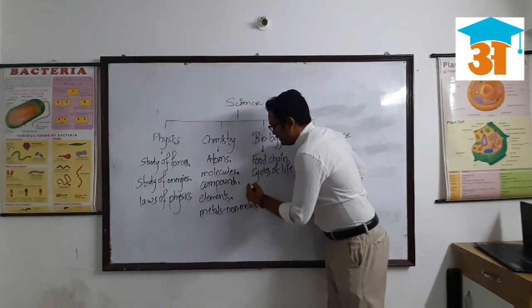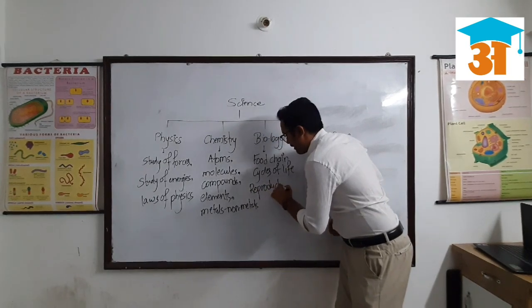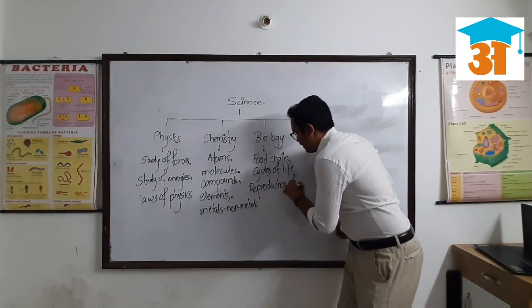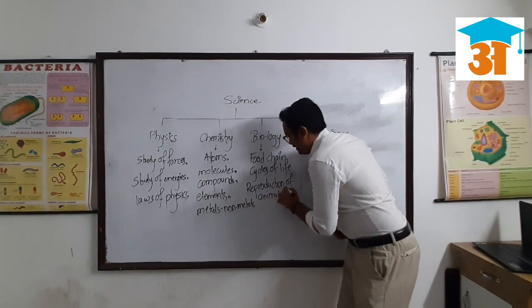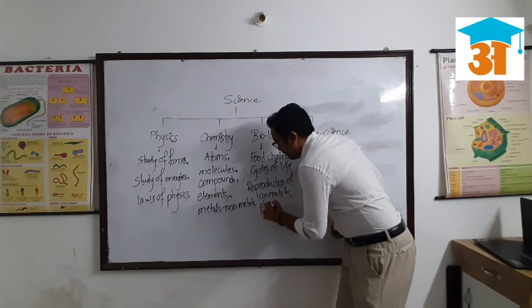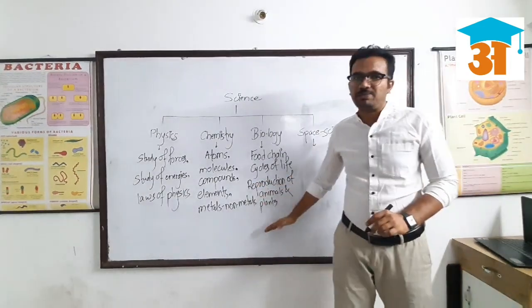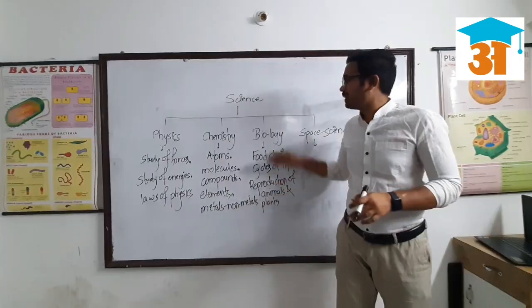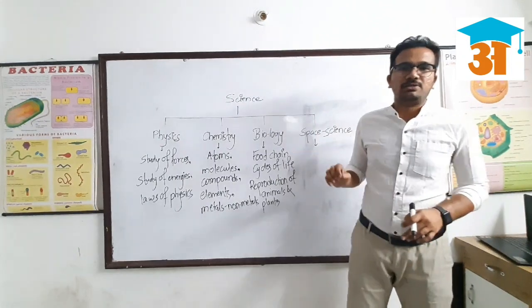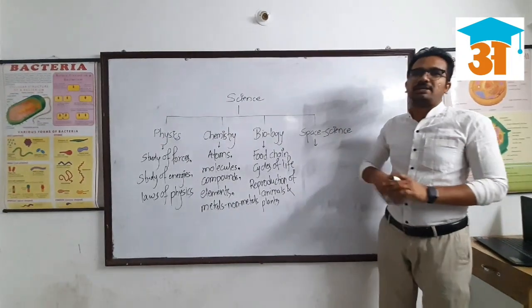So we study the reproduction of animals and plants also. Okay, so we study reproduction in both animals and plants, how animals and plants reproduce. This is also something we are going to study in this biology stream. So after that, we are going to study space science.